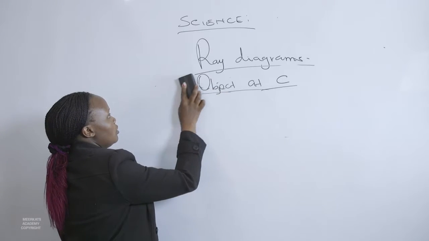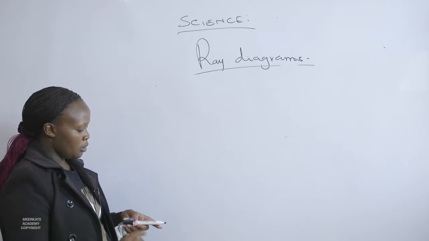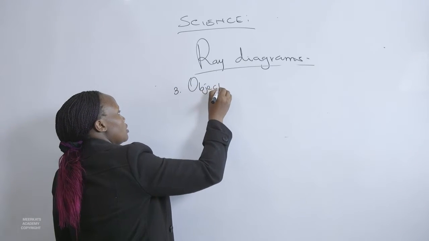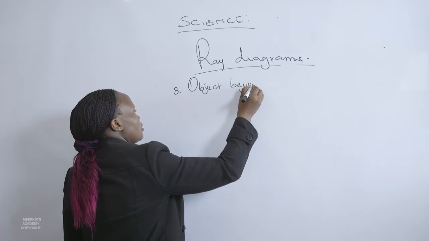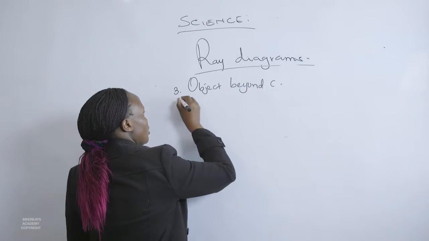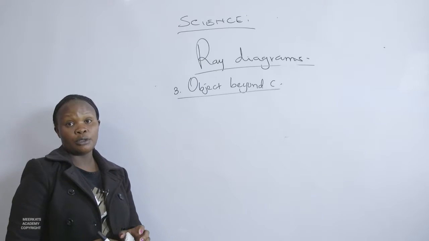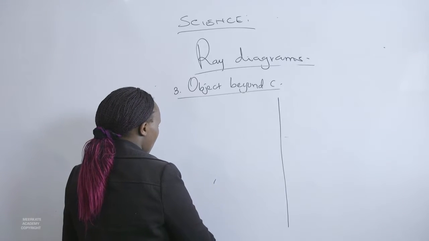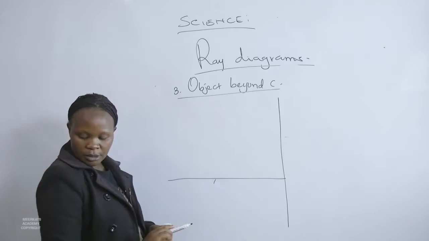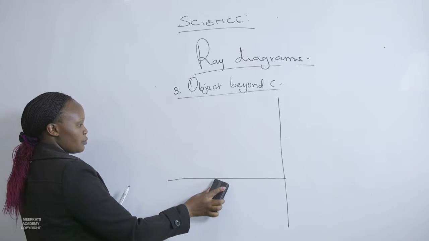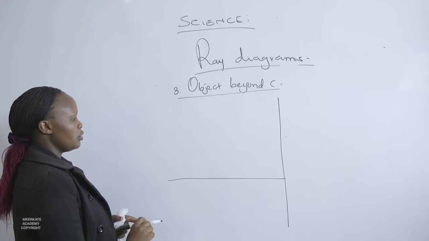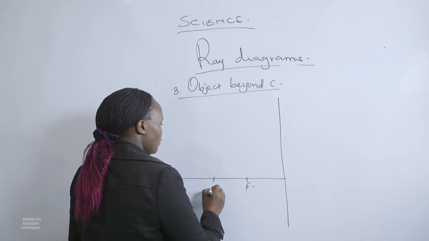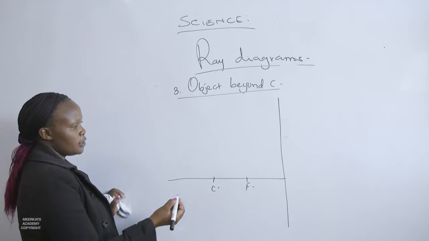Let's consider another ray diagram. This time, object beyond C. Here we will have our reflecting surface again. Then we can have our principal axis. We can show the position here of our F. Then we can have our C. Then this is the pole.